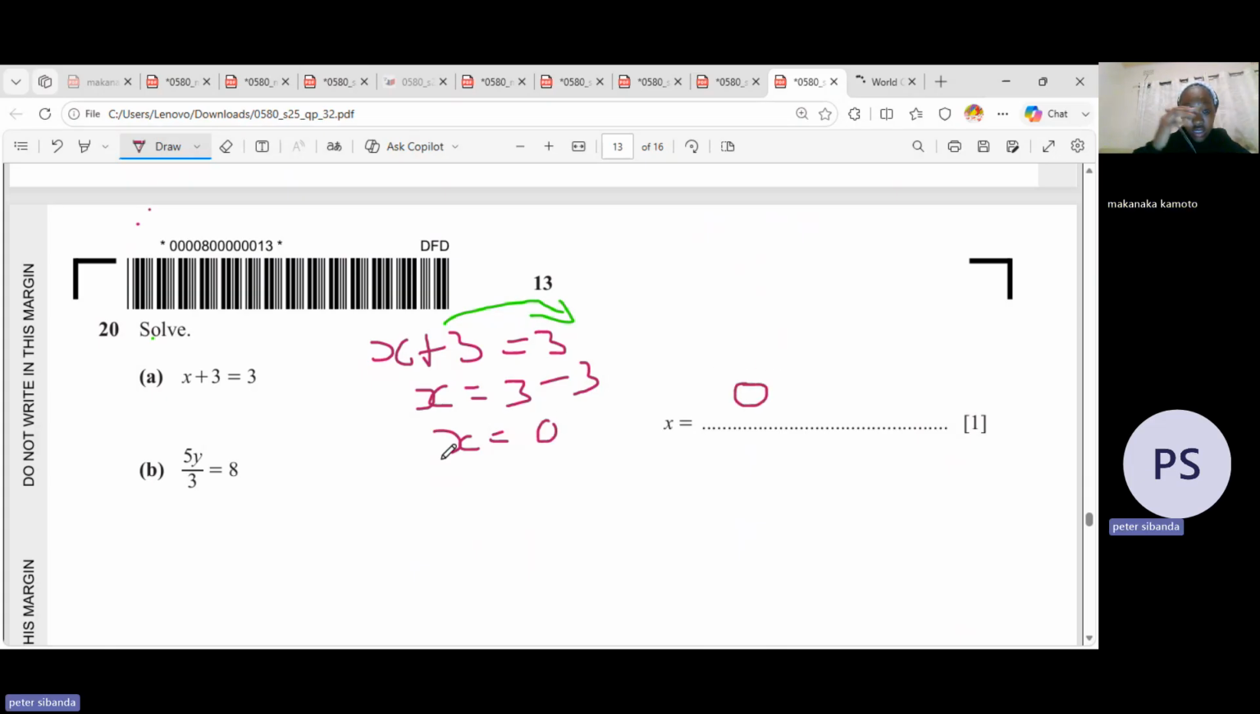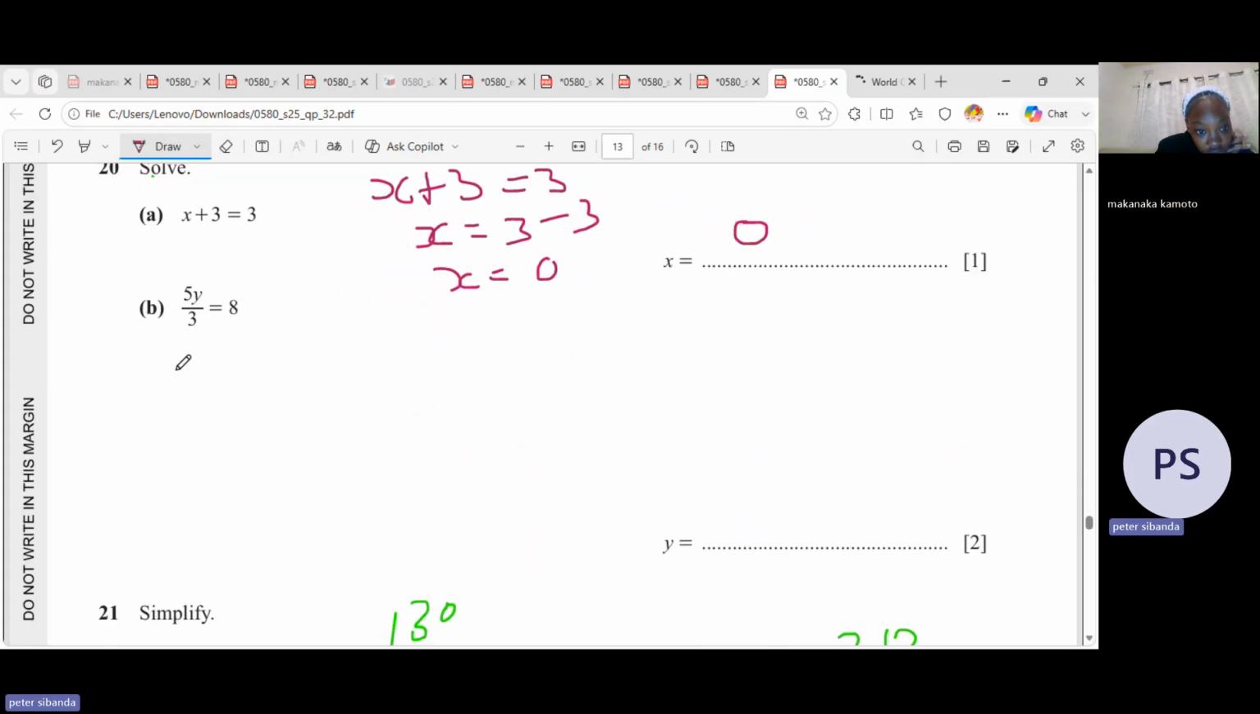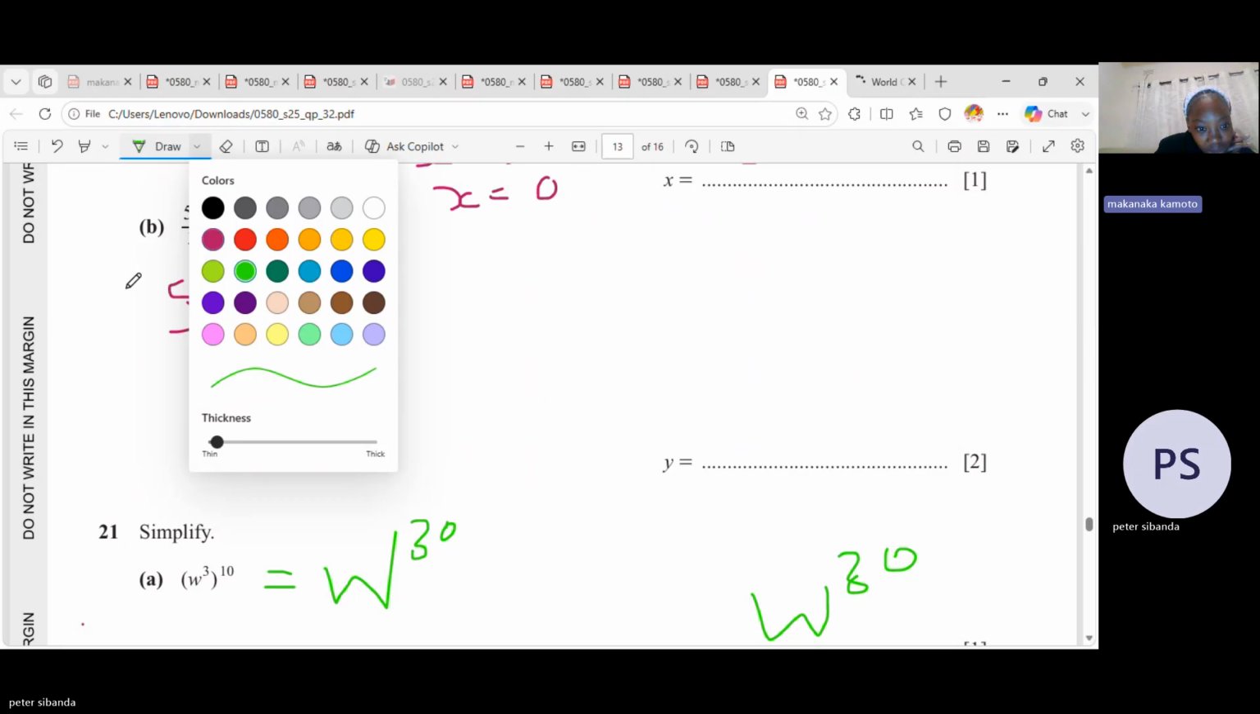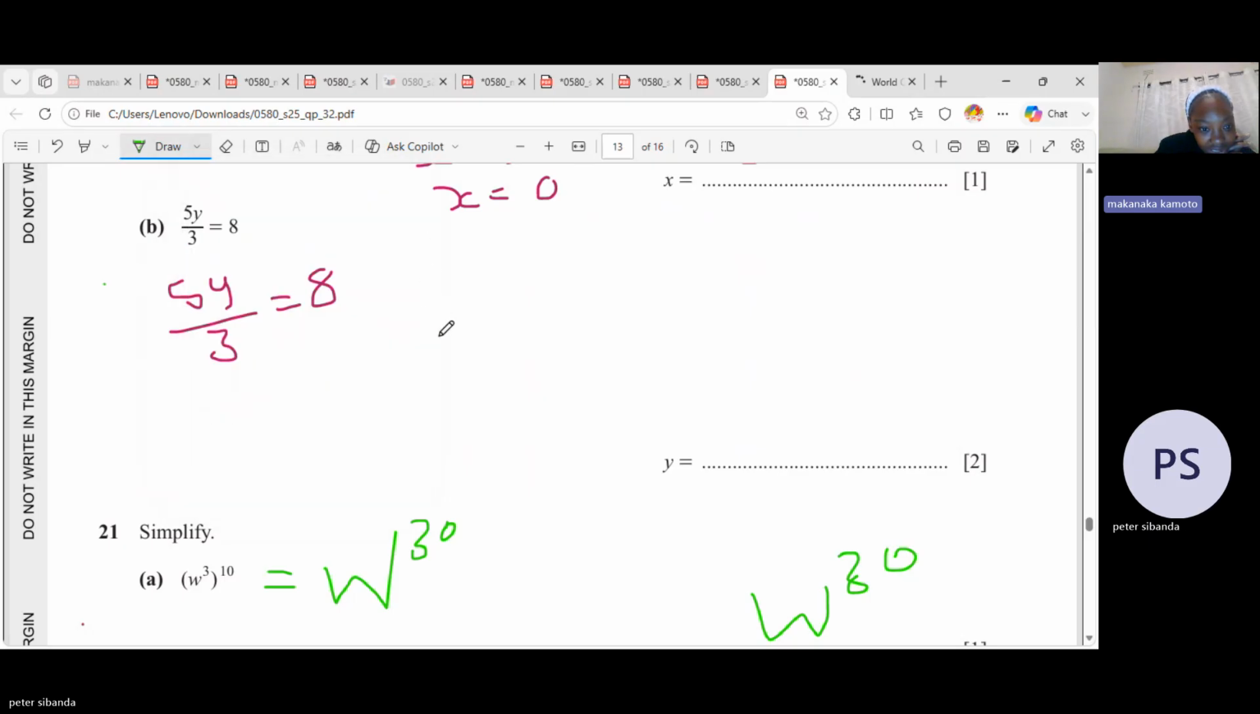Okay, we have another equation, 5y over 3 equals 8. When you are solving this, we want to find the value of y. What do you think should be your first step? The real problem here is the fraction, so we get rid of the fraction. How do you do that?